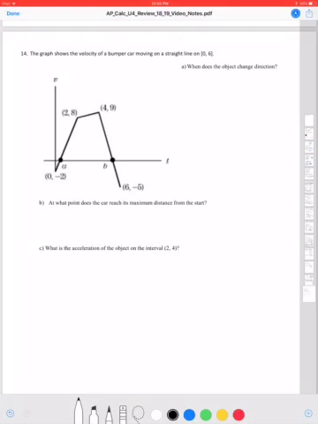Alright, well, velocity tells you the direction and the speed. So when the velocity is negative, the object is moving backwards, and when the velocity is positive, the object is moving forwards. So anywhere where the velocity changes from positive to negative or negative to positive is where it's going to change directions. So here, the velocity is switching from negative to positive, and here the velocity is switching from positive to negative. So those are going to be our points where the velocity changes directions.